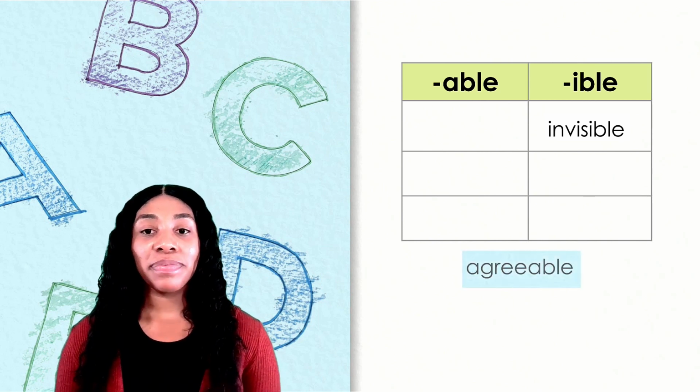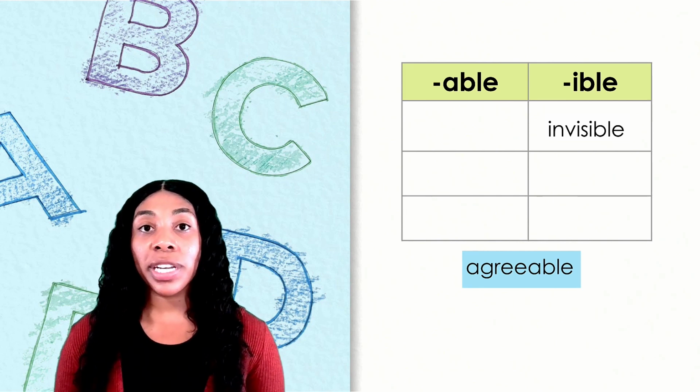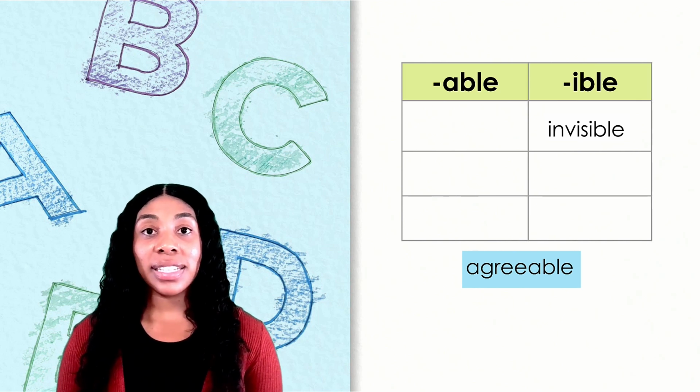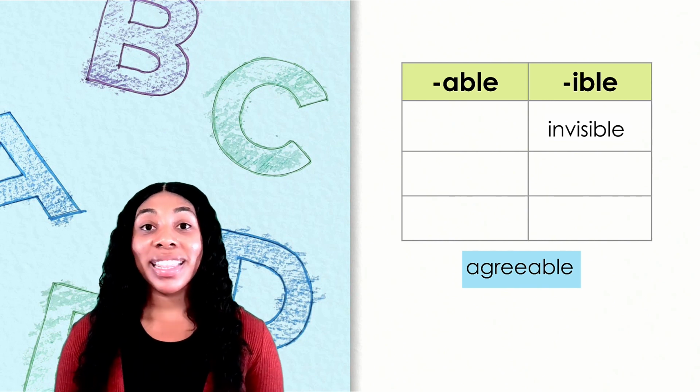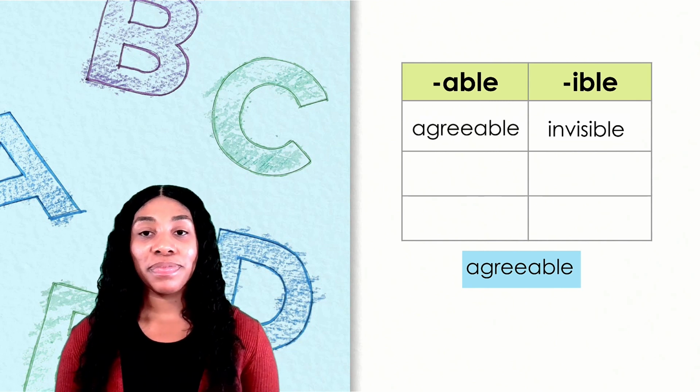Here's our next word. This word is agreeable. Which column does agreeable belong in? Agreeable also has the bull sound at the end, but this time it is spelled ABLE. It has the base word agree, and since it's a real word, it belongs in the ABLE column.